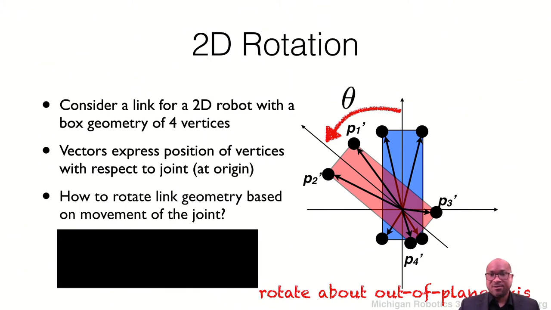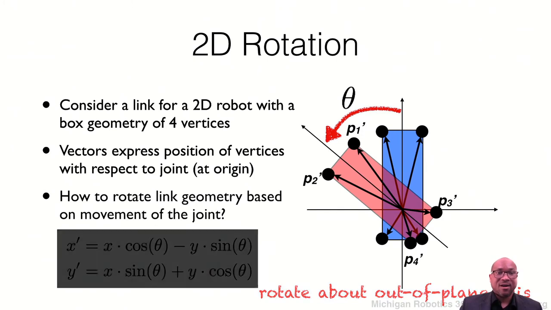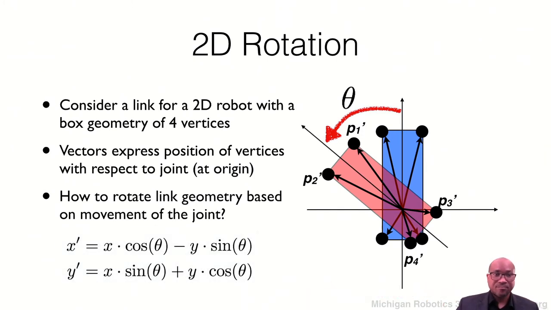If you think about it for a second, or put the video on pause, we could come up with algebra that looks like this. We can form the new x coordinate of our point by taking x cosine theta, subtracting y sine theta. And similarly, we can find our new y coordinate by taking x times sine theta plus y times cosine theta. What we have are two equations and two variables that we need to find these points.